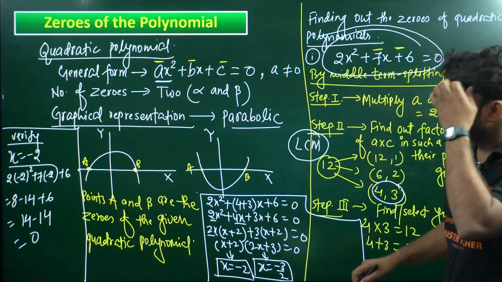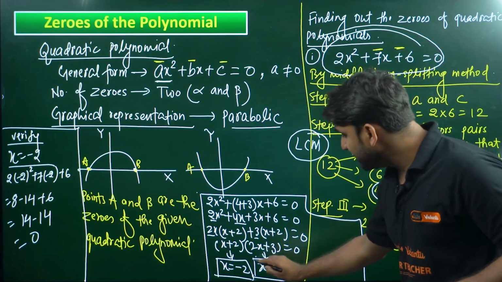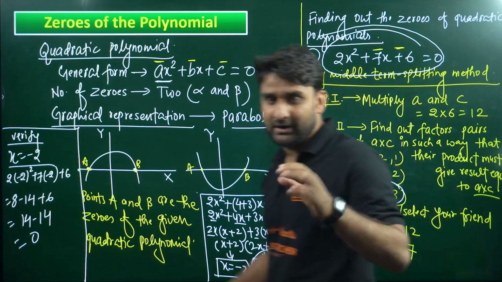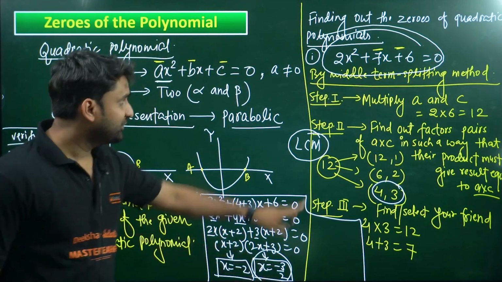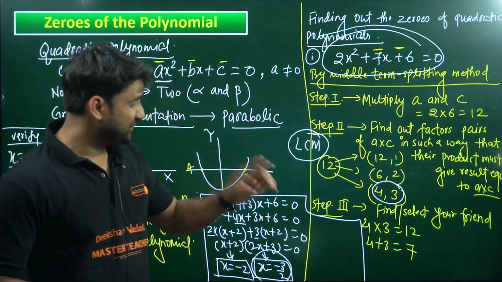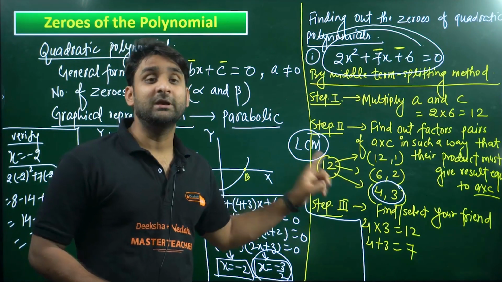My dear champions, my dear 10th students, please verify this value also at your home. If you are copying everything in your copy, please make sure to verify this value also. I hope this is clear to you. So this is called the middle term splitting method.